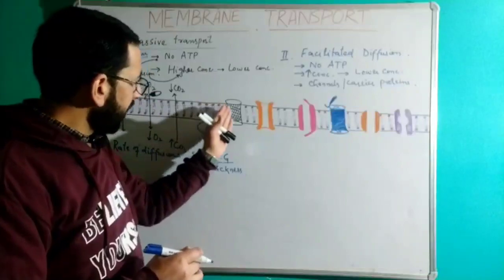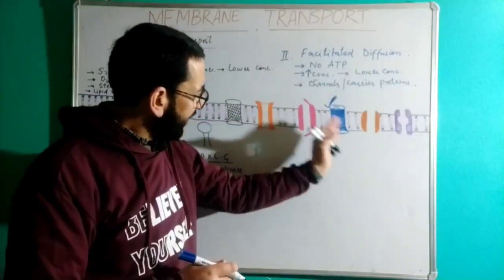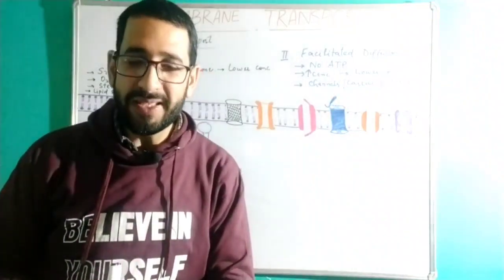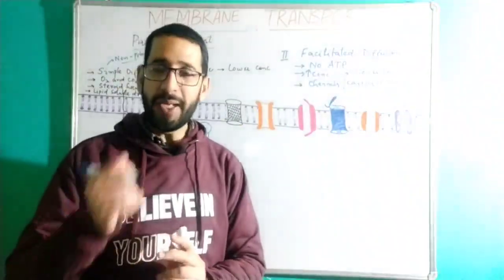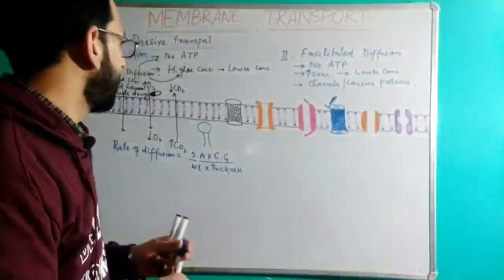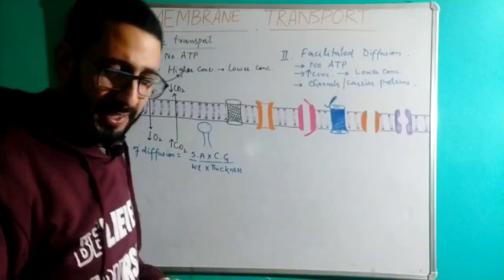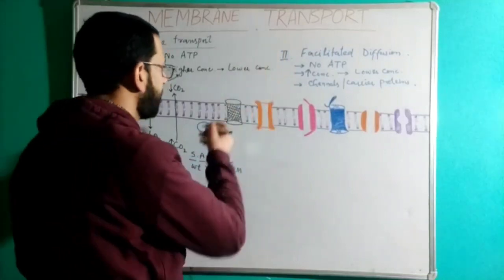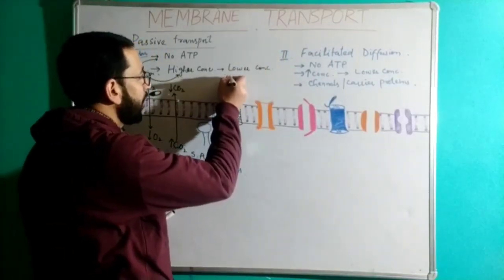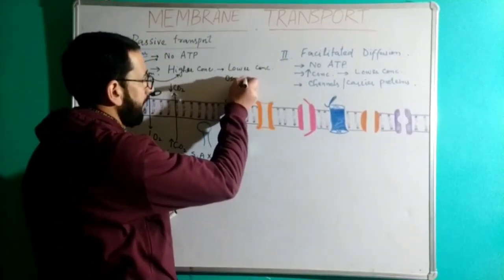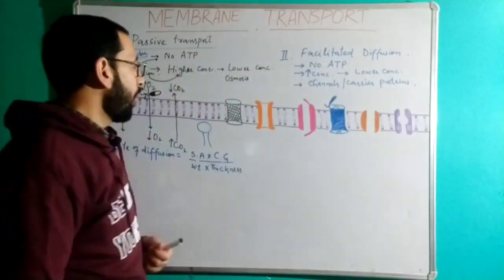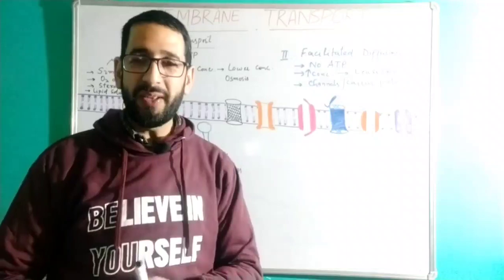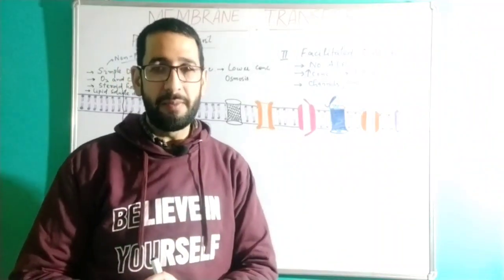Now let us talk about all these proteins, and we are actually going to talk about the different mechanisms of facilitated diffusion. Okay, so let us talk about the first one. The first type of facilitated diffusion is osmosis. Osmosis is the transport of water, water transport across the cell membrane.